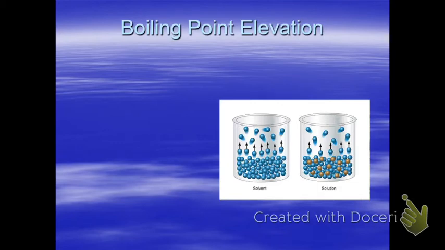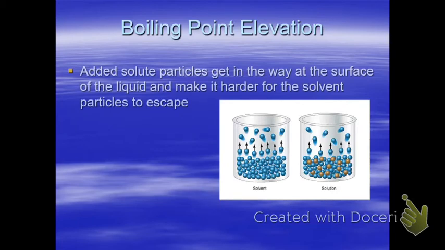The image on the right is, let's say, salt water. So those little brown particles, let's use those to represent solute particles. Okay, so pure solvent on the left, saltwater solution on the right. So here's what happens. Added solute particles get in the way at the surface of the liquid and make it harder for the solvent particles to escape.